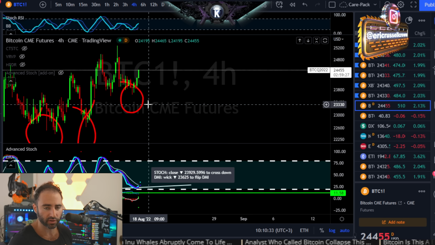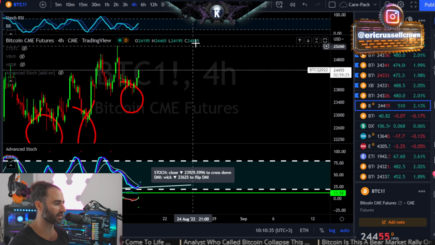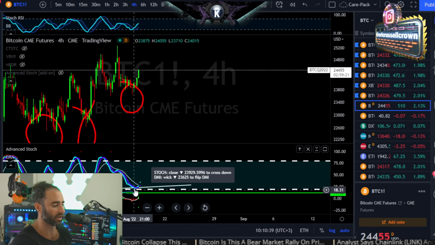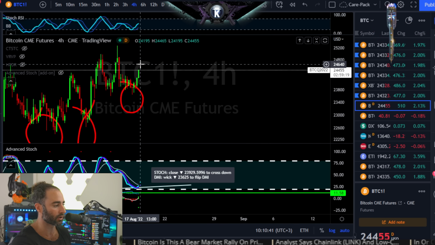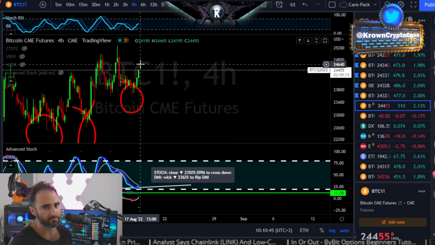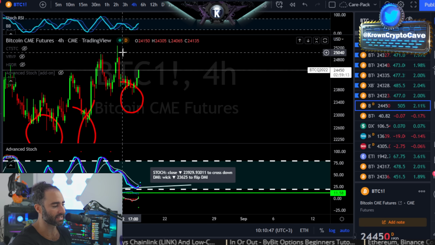I would personally hold back on using lower timeframes as a guide for such things. But if we do start to see that lift off, and Bitcoin, even on the 4-hour, starts to reclaim, let's say, above 24,650, it's very likely going to at least test the upside again.